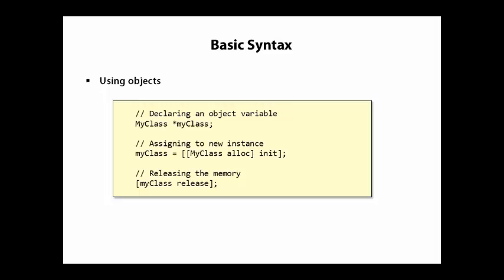So then the result of that gets assigned to my class. So now the my class pointer is holding the instance we just created. And then we can do whatever we want to do with my class. And then when we're done, we just simply release my class. And we do that just by calling release, and that releases the memory to the system.